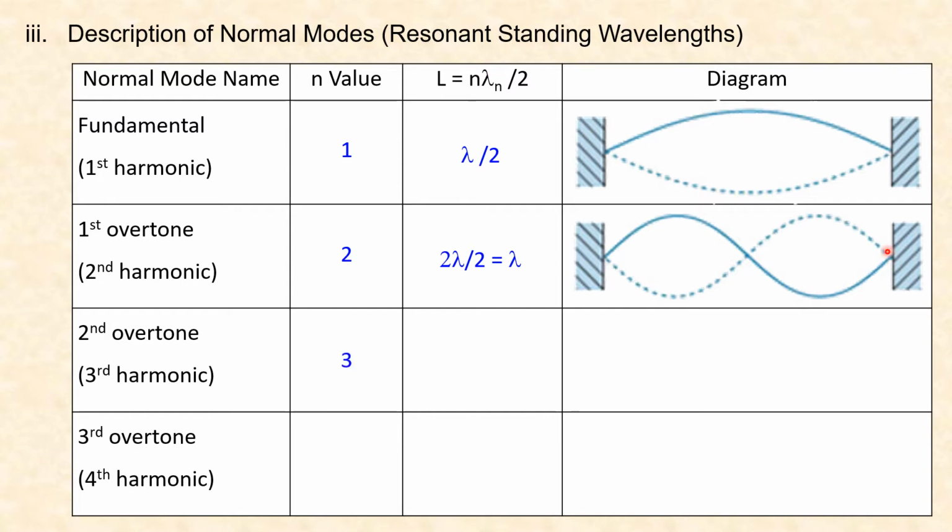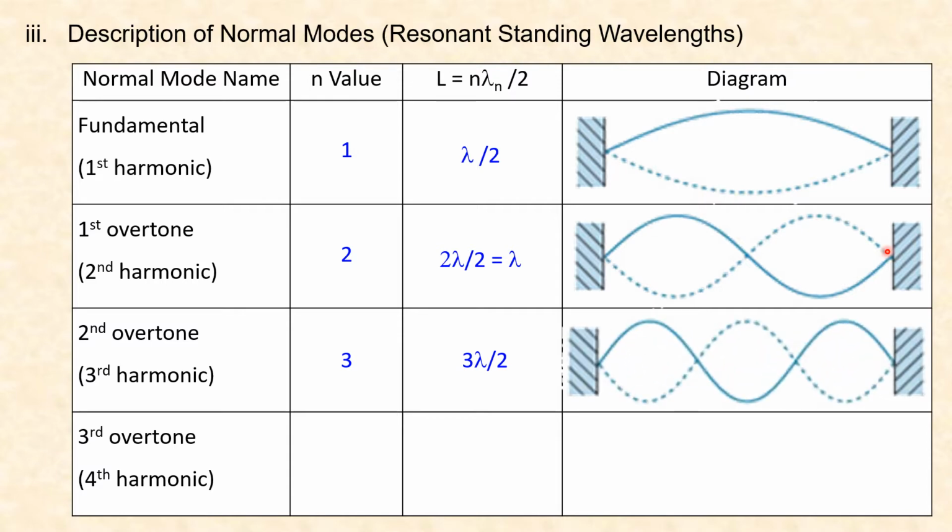Moving on from there, when n has a value of 3, or when the length of our string is equal to 3/2 wavelengths, our standing wave pattern will look like this. If you trace this out, this looks like 1.5 wavelengths. Notice that we still have the nodes at the ends of the string, but now we have two nodes in the middle, with antinodes in between.